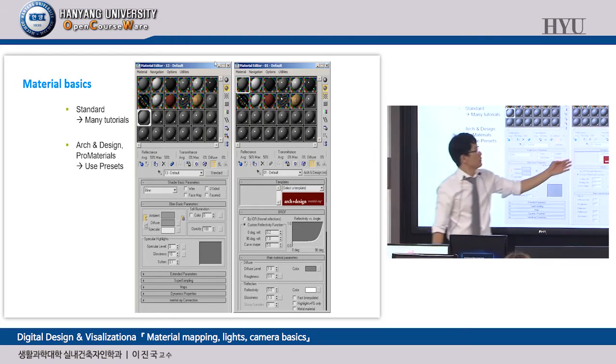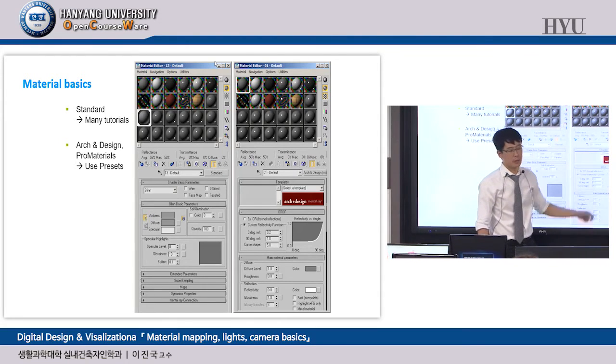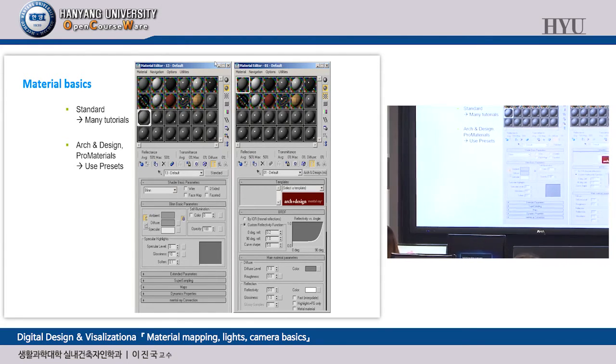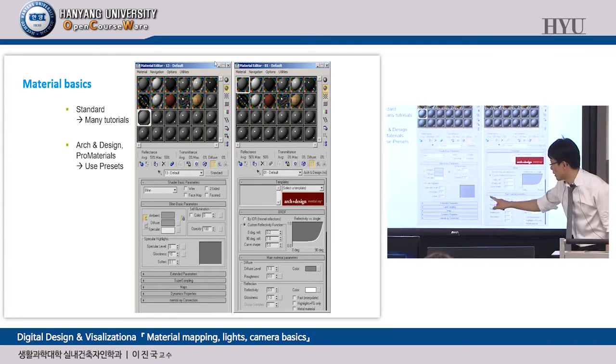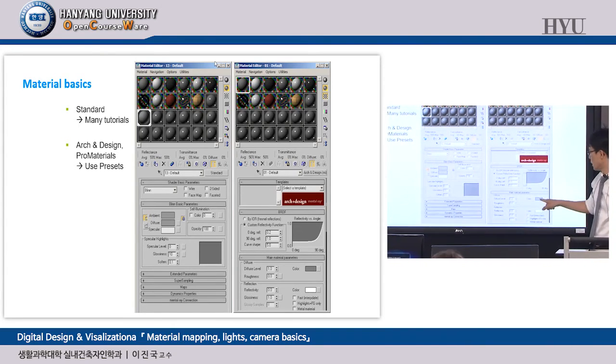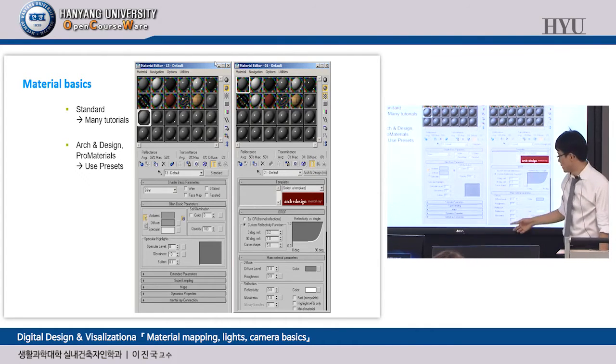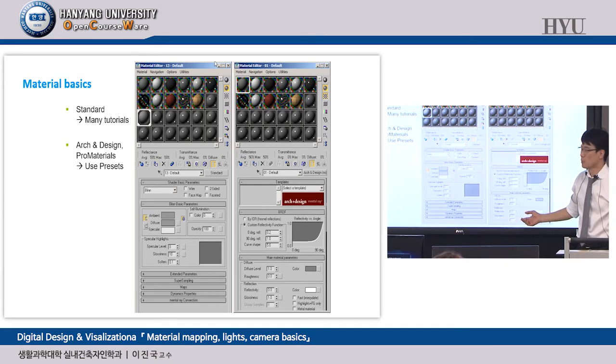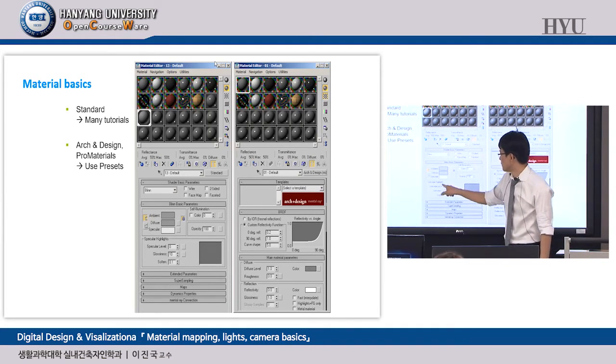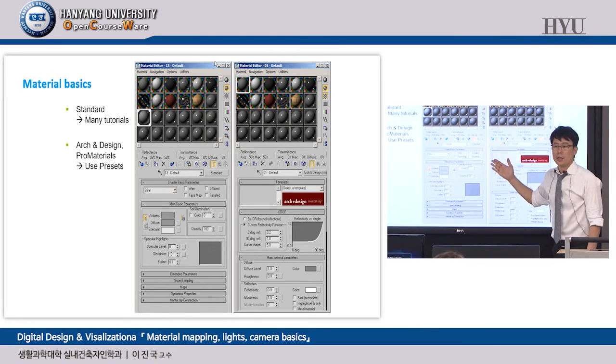That's it. What if you want to change in Arc and Design material? Here it is. On the diffuse tab, there is color. So click gray color to yellow, and then you can change the color. How about reflection? Reflectivity means reflection rate, okay? Something like reflection, glossiness, softness, and so on.